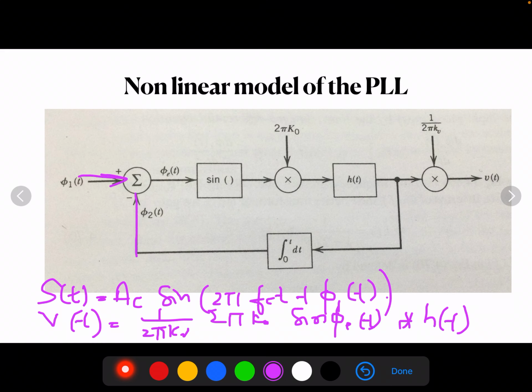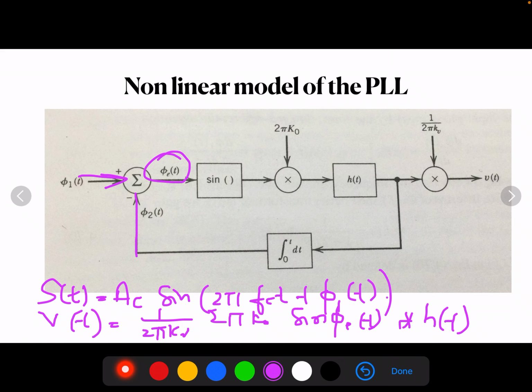The difference is taken, that is the error phi of t. Phi of t is actually phi 1 of t minus phi 2 of t. The output of the loop filter is equal to the convolution of its input e of t and the impulse response h of t. Using that, we will be able to deduce what is v of t.